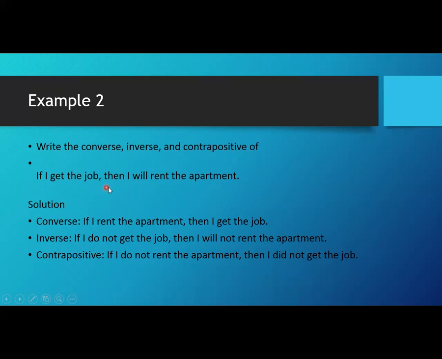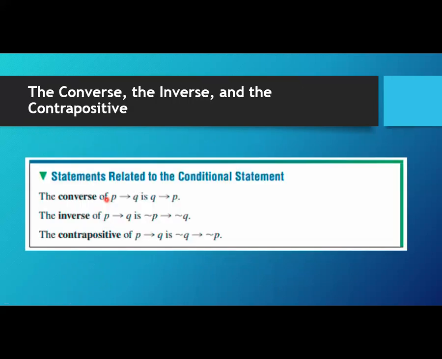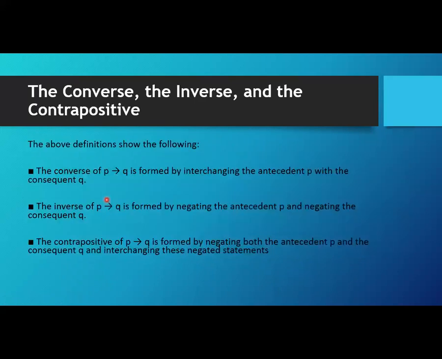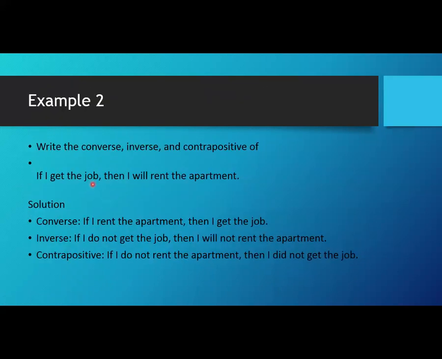Next is the inverse of this conditional statement. The inverse is not P implies not Q. So we need to get the negation of P and the negation of Q. So: if I did not get the job, then I will not rent the apartment. Since the pattern of the inverse is not P implies not Q.